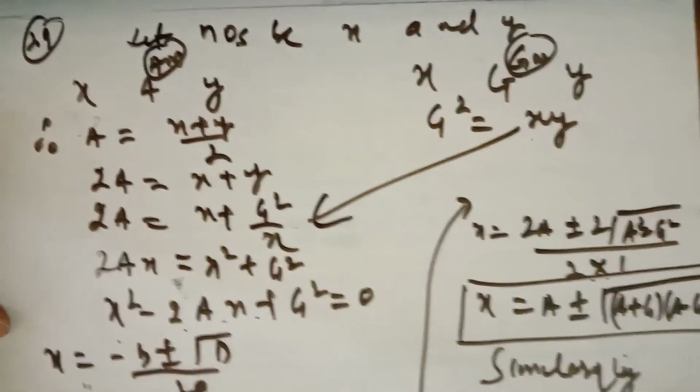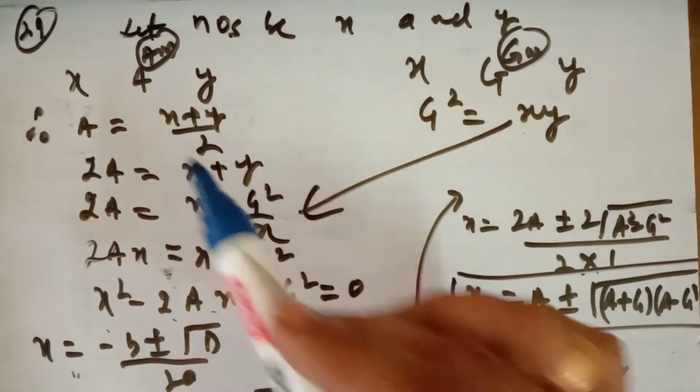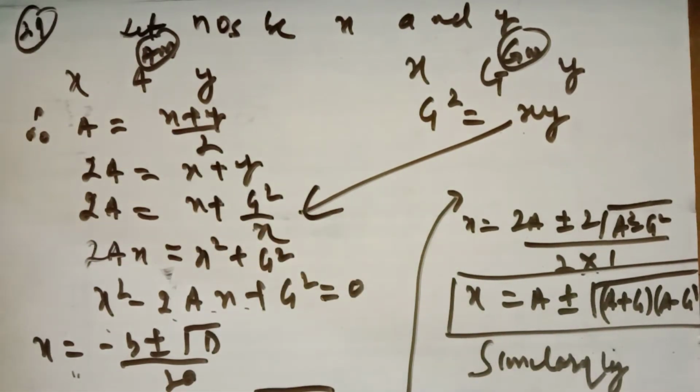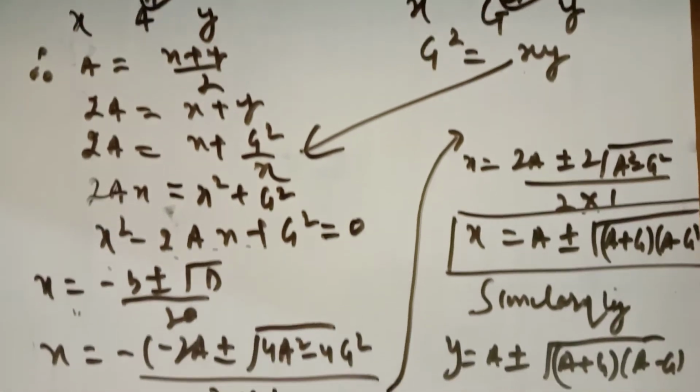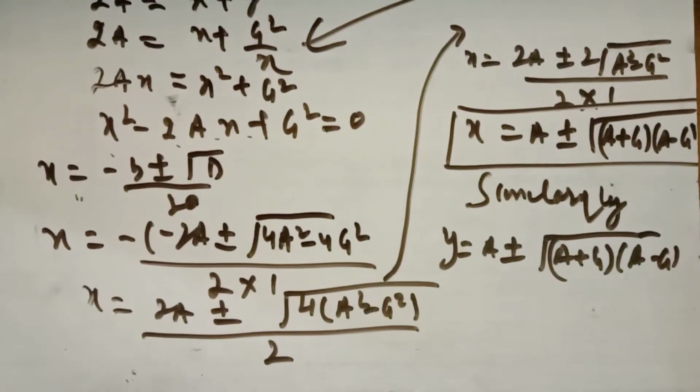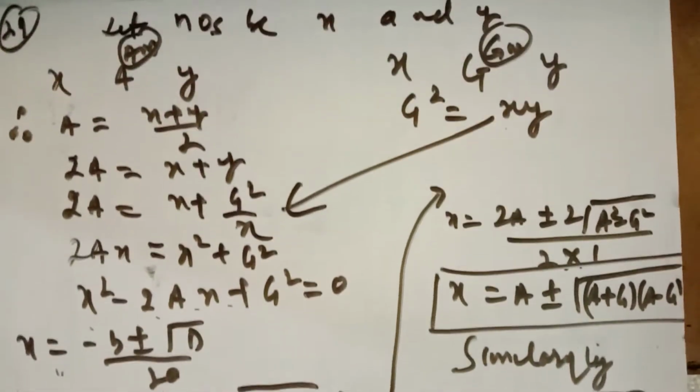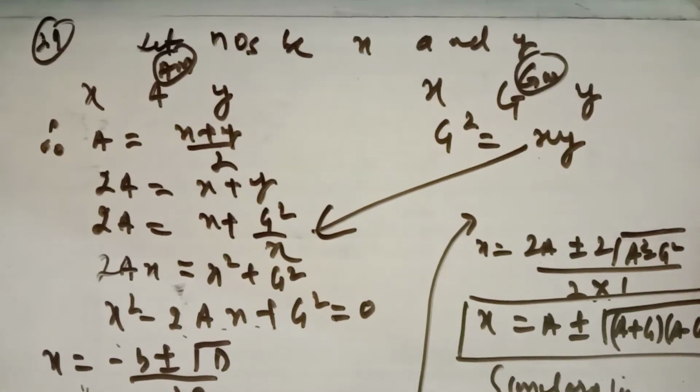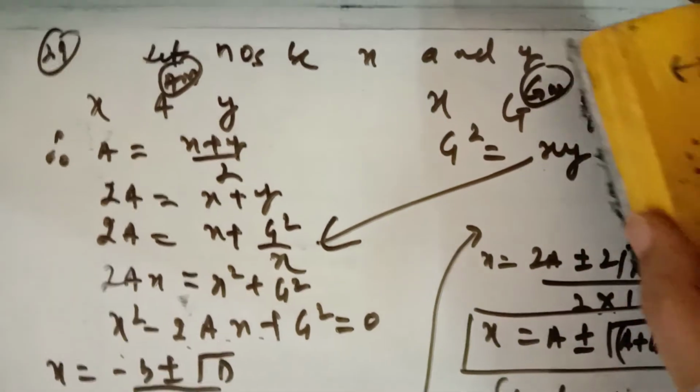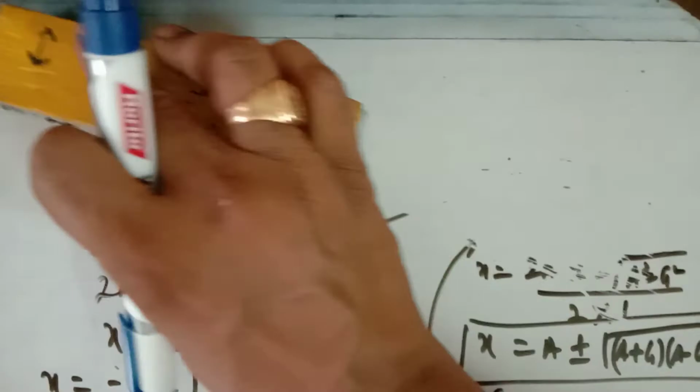So this is question number 29, and it is given that A is the arithmetic mean between the two numbers and G is the geometric mean between the two given numbers. Okay, have a good look at this solution. You can see this video many times to have a good understanding of this question.